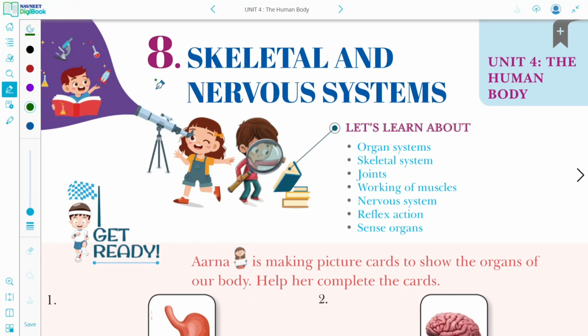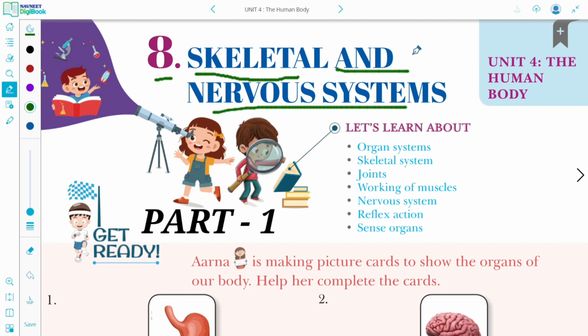Today we are going to study chapter 8 of class 5, that is skeletal and nervous system. So this is part 1 of this chapter in which we are going to study about organ system and skeletal system. In this video we are going to cover only two topics, that is organ system and skeletal system. In part 2 we will be covering joints. And in part 3 we will study about working of muscles, and in part 4 we will be studying about nervous system and reflex action. Okay bachche, clear with this? Let us start with this chapter.